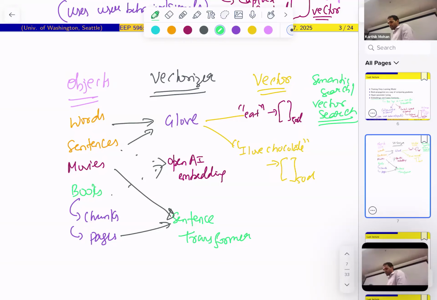So you define the objects that you care about for your application. It could be words, sentences, books, pages, movies, etc. What do you want to understand? What do you want to search through? You define objects. Then you define the vectorizer you're going to use. Is it GloVe? Is it sentence transformer? Is it OpenAI? They have their pros and cons, right? And you understand that these are the vectorizers, this is how they are trained. We understand them. Then we get vectors, right?